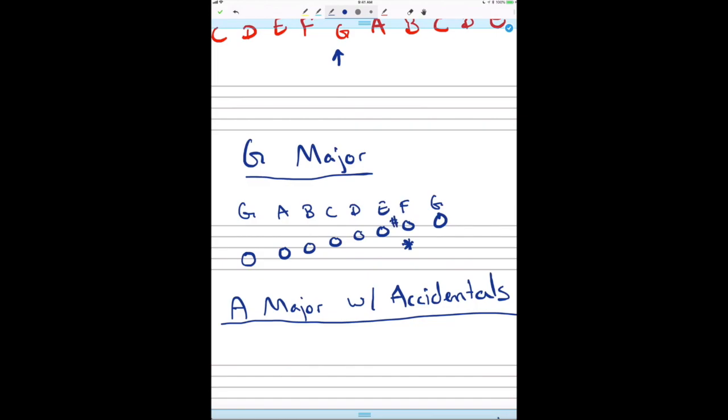So we put the sharp symbol in front of the note, and then we put it after the letter name. That's how it always is in music. So the sharp goes before the note and after the letter name. And so now our scale is complete. G, A, B, C, D, E, F sharp, G.